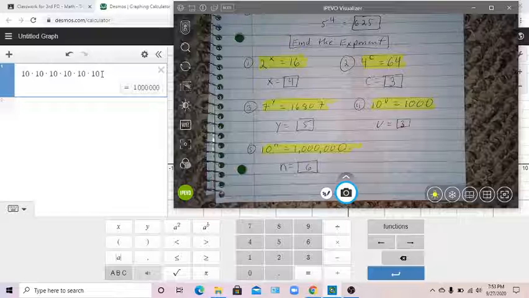So with the base of 10, you just look to see how many zeros that number has, and that's your exponent.